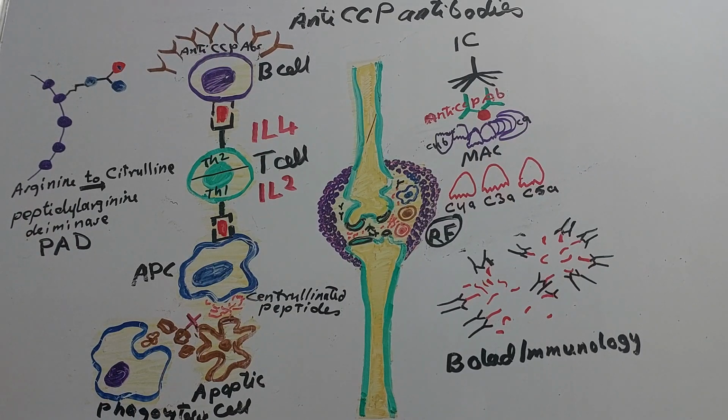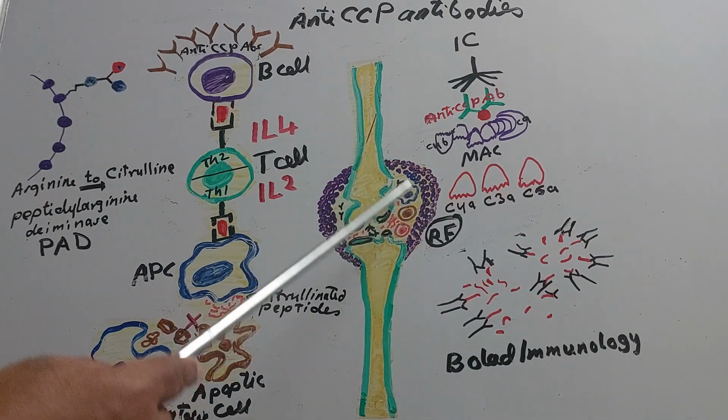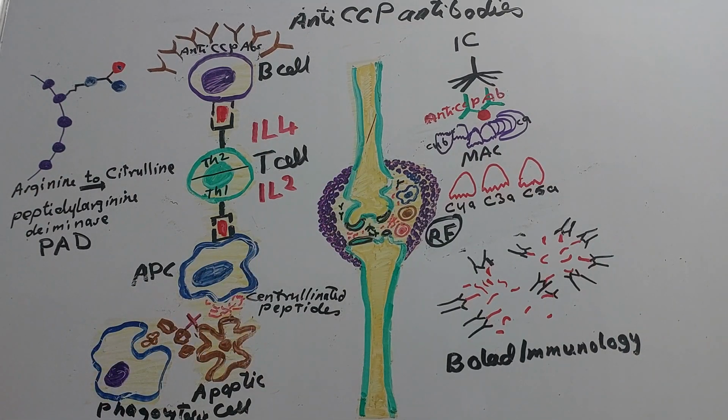However, as you know, these cells have a lifespan, and they should die by apoptosis. Following that, they should be removed by the scavenger cells. But however, due to absence of scavenger cells here in the synovium, once these cells become apoptotic and die, they get accumulated in the synovium with the release of citrullinated peptides.